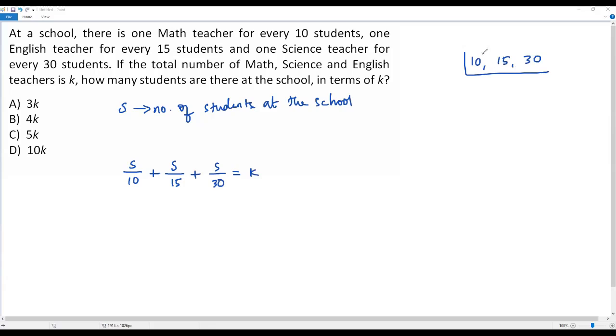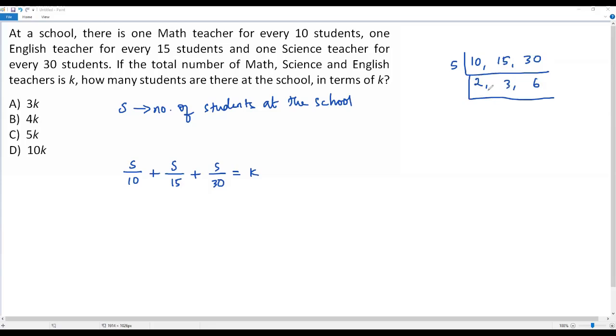So what is the greatest common divisor for all these three numbers? That is 5. So when I divide this 10 by 5, I'm getting 2. When I divide this 15 by 5, I'm getting 3. When I divide this 30 by 5, I'm getting 6. Now, is there any greatest common divisor for all the three numbers over here? No, there is no greatest common divisor for all the three numbers other than 1.